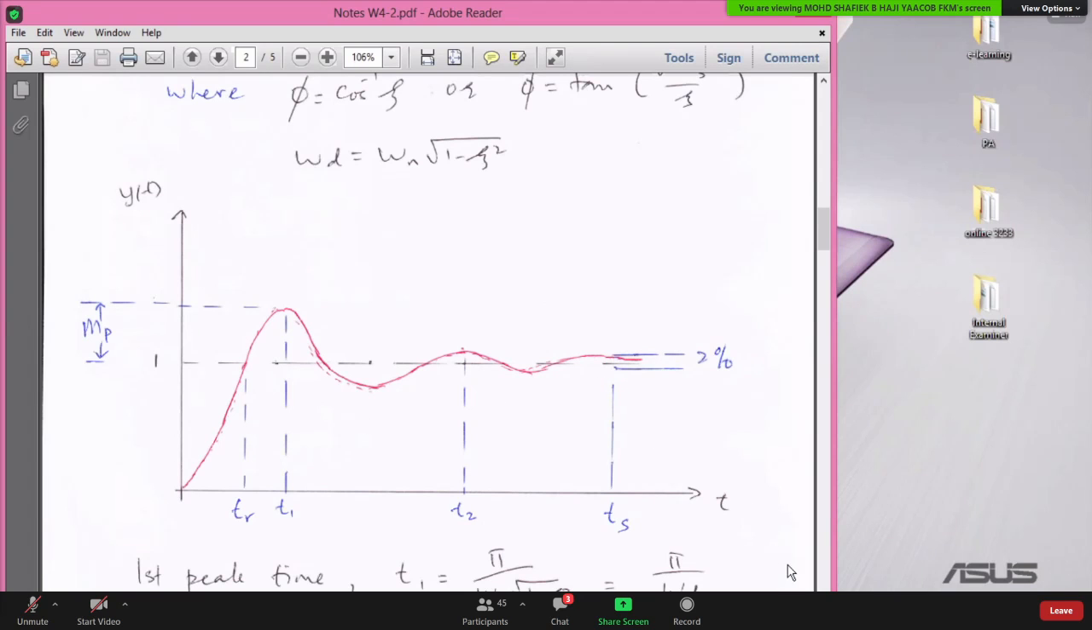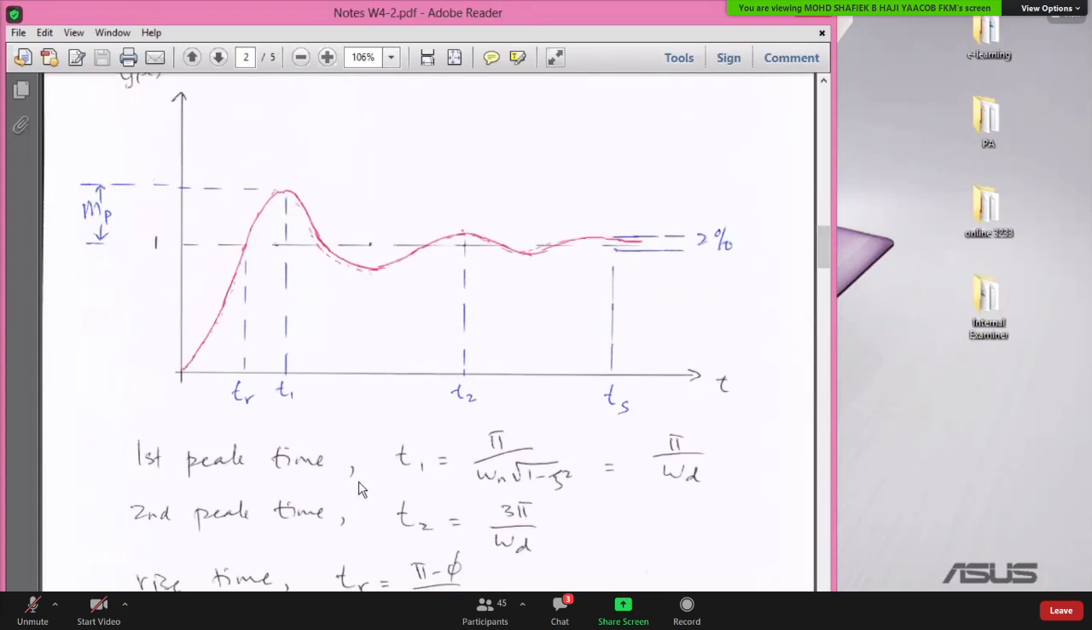For the details of the response, you can compute the rise time. Tr here is called the rise time, the first time it hits the final value. T1 here is known as the first peak time. T2 is the second peak time, and Ts is known as the settling time. When the response is within 2% of the final value, we say that the system has settled. So these are the values that we are interested in. And Mp is how much the system overshoots from its final value.